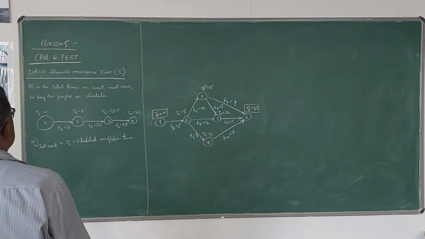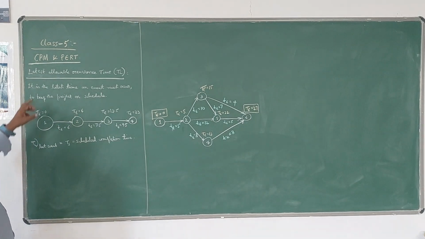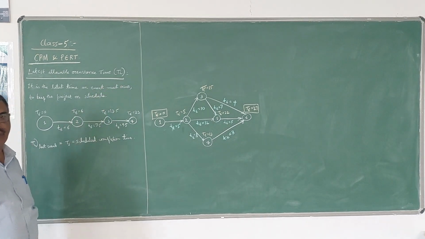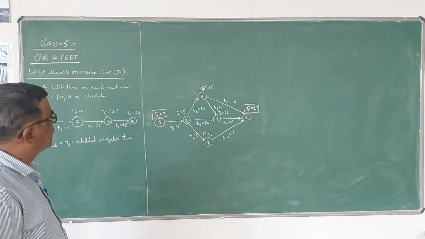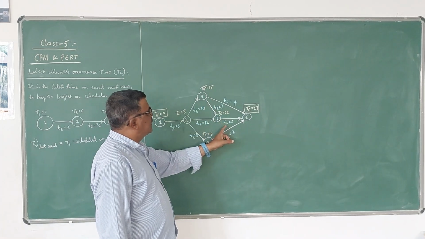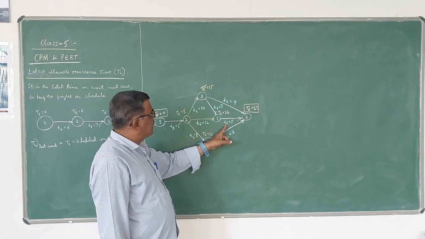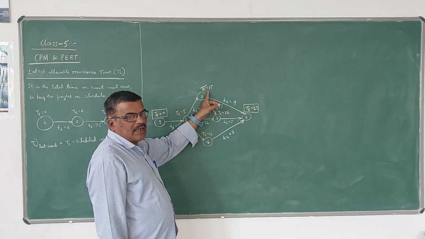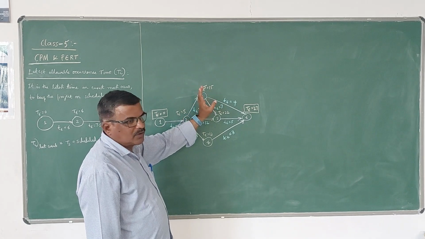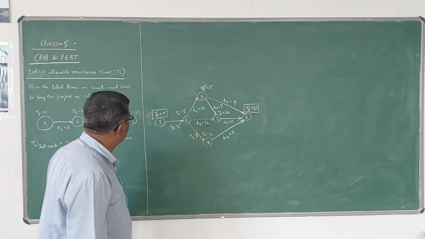Yes, in this class, I will discuss another important time event: the latest available occurrence time, which is denoted by TL. In the earlier lectures, I have told about the small te and capital TE. Small te is the expected time of a particular activity. Capital TE is the earliest expected time of an event.